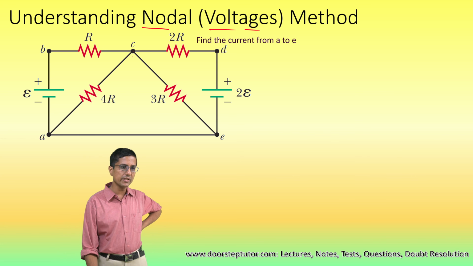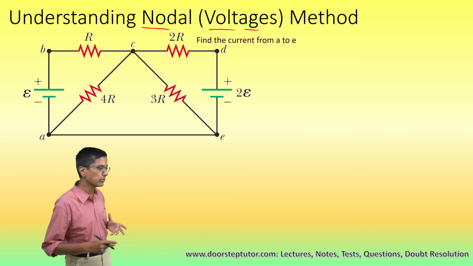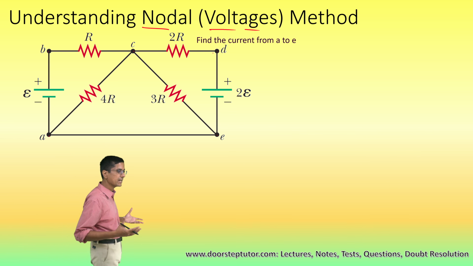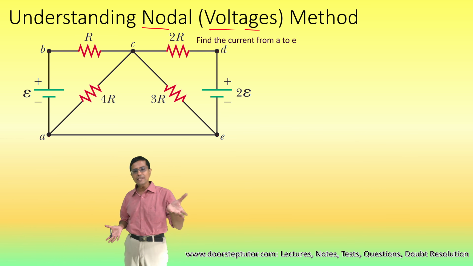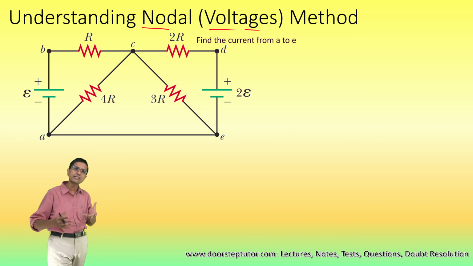See, the nodal voltage method tries to find out the voltages at all of these nodes A, B, C, D, E in the circuit in order to solve a circuit problem. Whereas the Kirchhoff method relied on finding out the currents, in the nodal voltage method we would be finding out the voltages. Okay, so very simple. It is a very simple task.